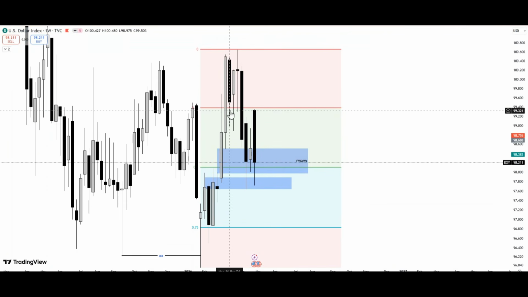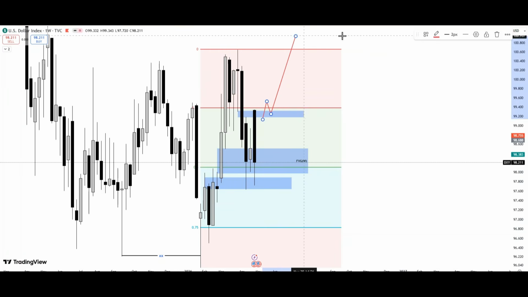For the sellers now, they'll be looking at this weekly fair value gap, which means for us buyers, the day this weekly fair value gap gets inverted, at that point we are sure without a doubt that this market should continue going higher. At this point, the market will have no reason at all to sell.